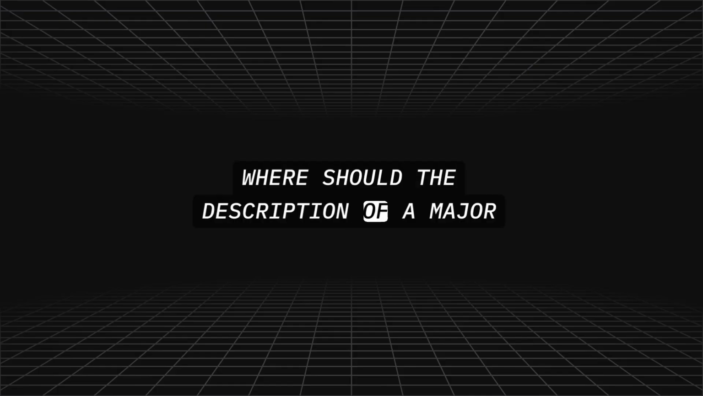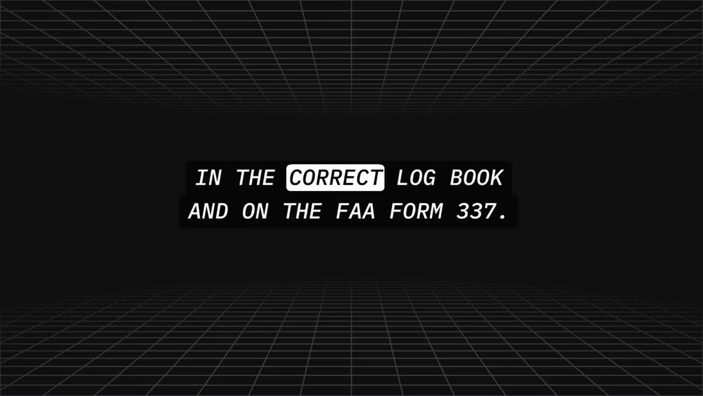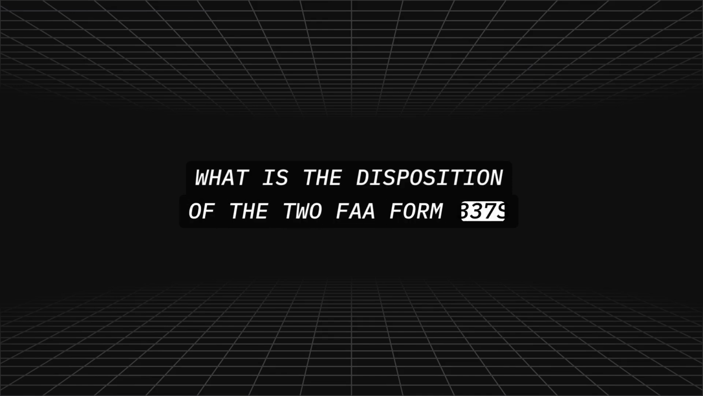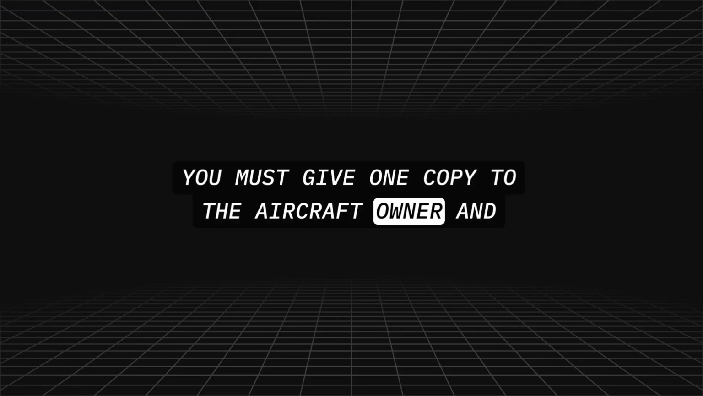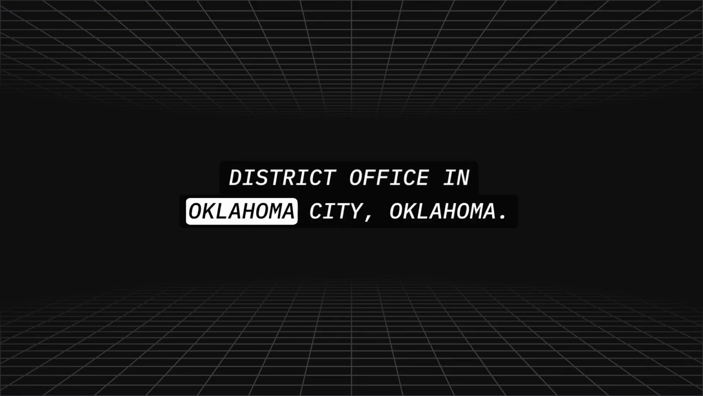Where should the description of a major repair or major alteration be recorded? In the correct logbook and on the FAA Form 337. What is the disposition of the two FAA Form 337s after they are completed? You must give one copy to the aircraft owner and one copy is sent to the FAA Flight Standards District Office in Oklahoma City, Oklahoma.